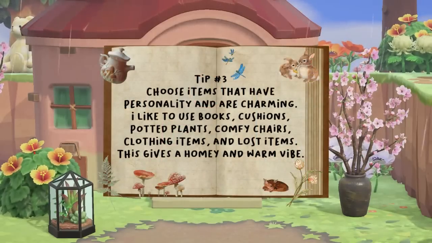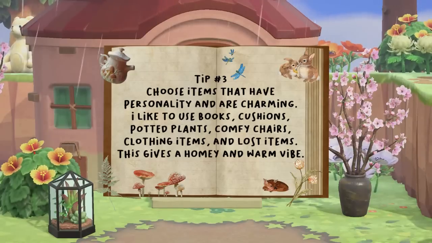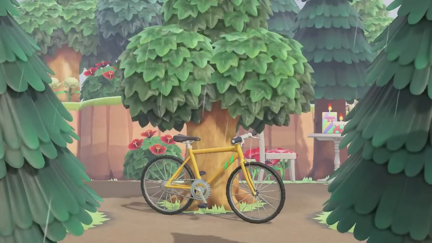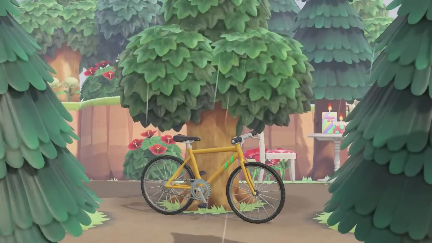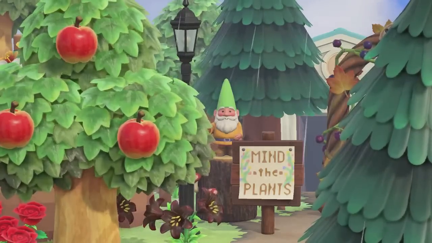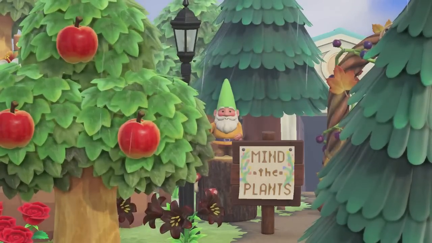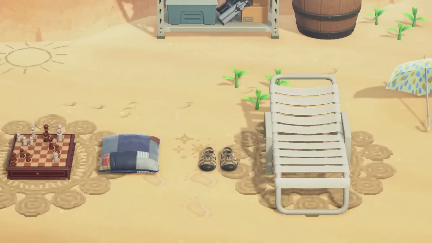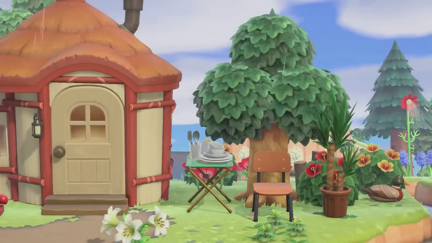Tip number 3 is to choose items that have personality and charm that you would see in someone's actual home, like potted plants and other things. I even used a bicycle, even though it's more modern. I feel like it could still work on your island. And gnomes, different signs, comfy chairs, clothing items look great, especially on the beach. I like to put shoes down or hats. It just gives that homey vibe to your island, and it makes it look like people actually live here.